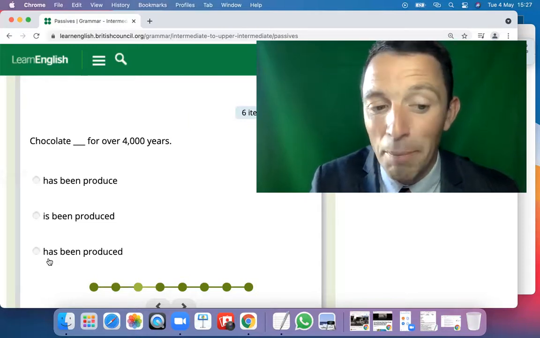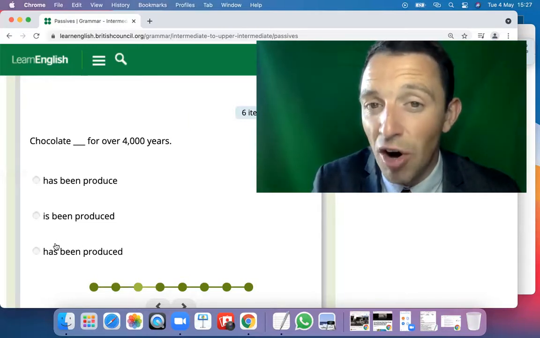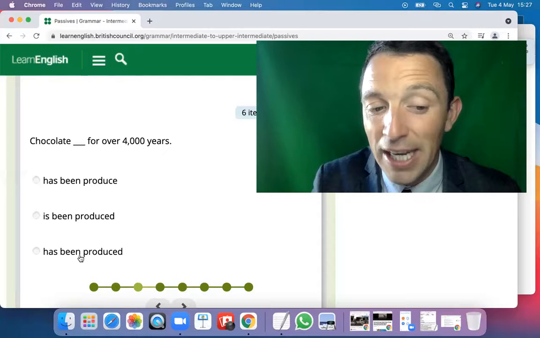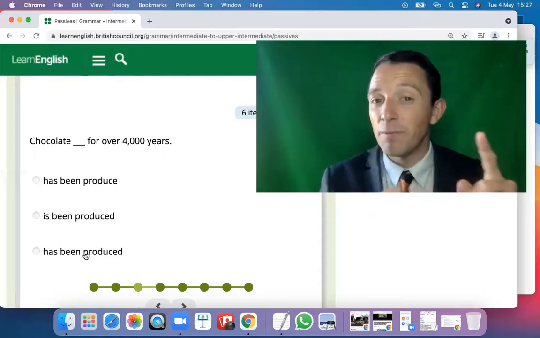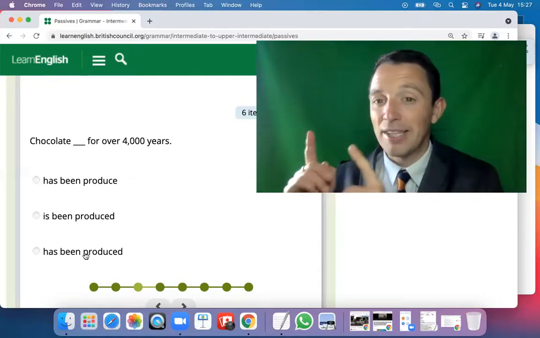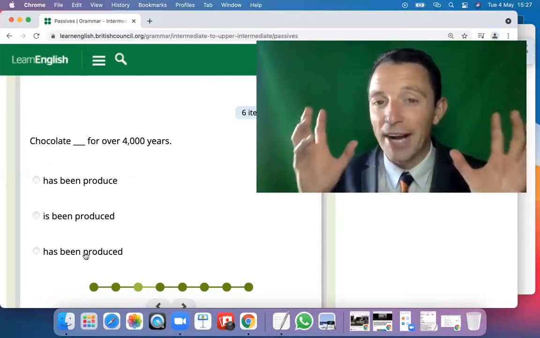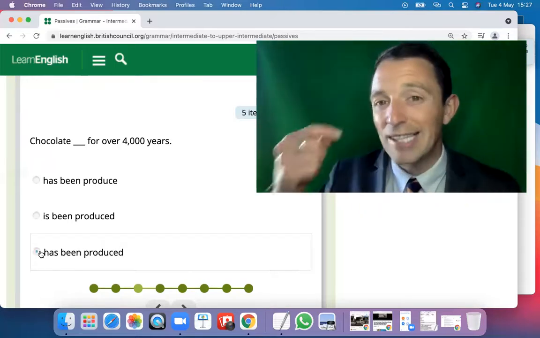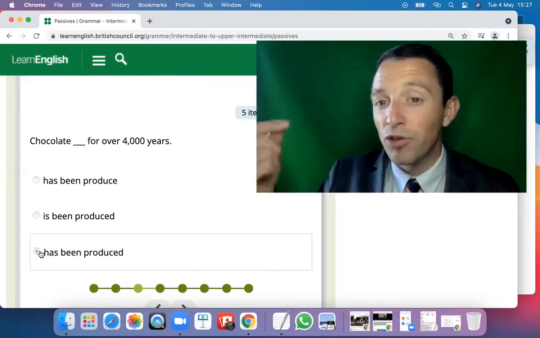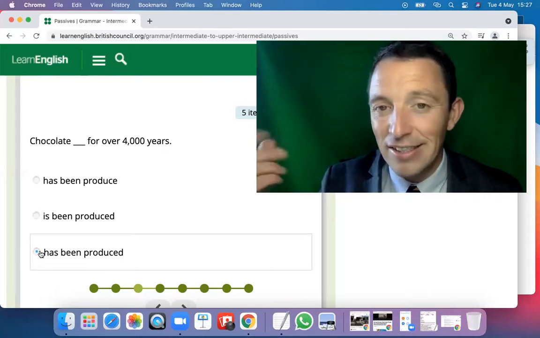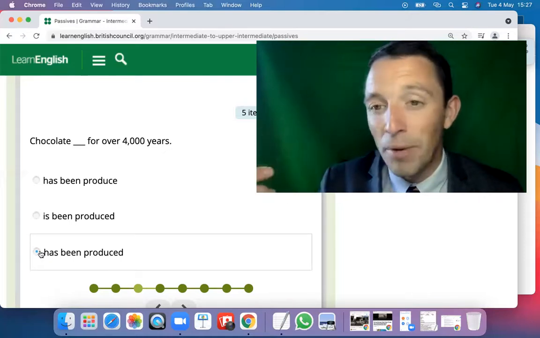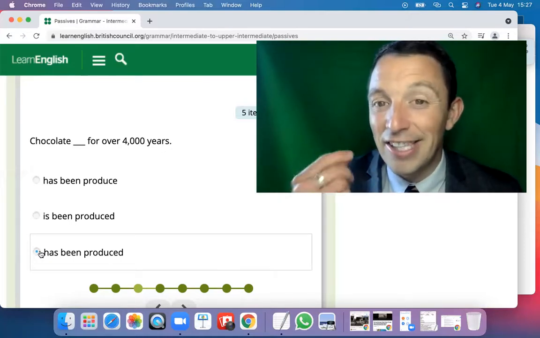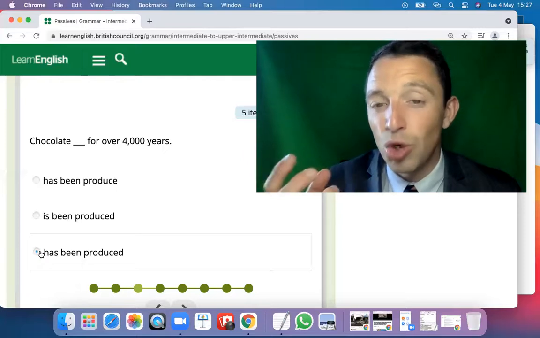And the final example, has been produced, is a very strong candidate because has been is the present perfect of the verb to be and produced is the participle. And for this reason, it's the correct structure of the passive. And I think that's the best answer. So chocolate has been produced for over 400 years by the citizens, by the workers, by the company. But again, it's not necessary to say exactly who. That's the rule in the passive.